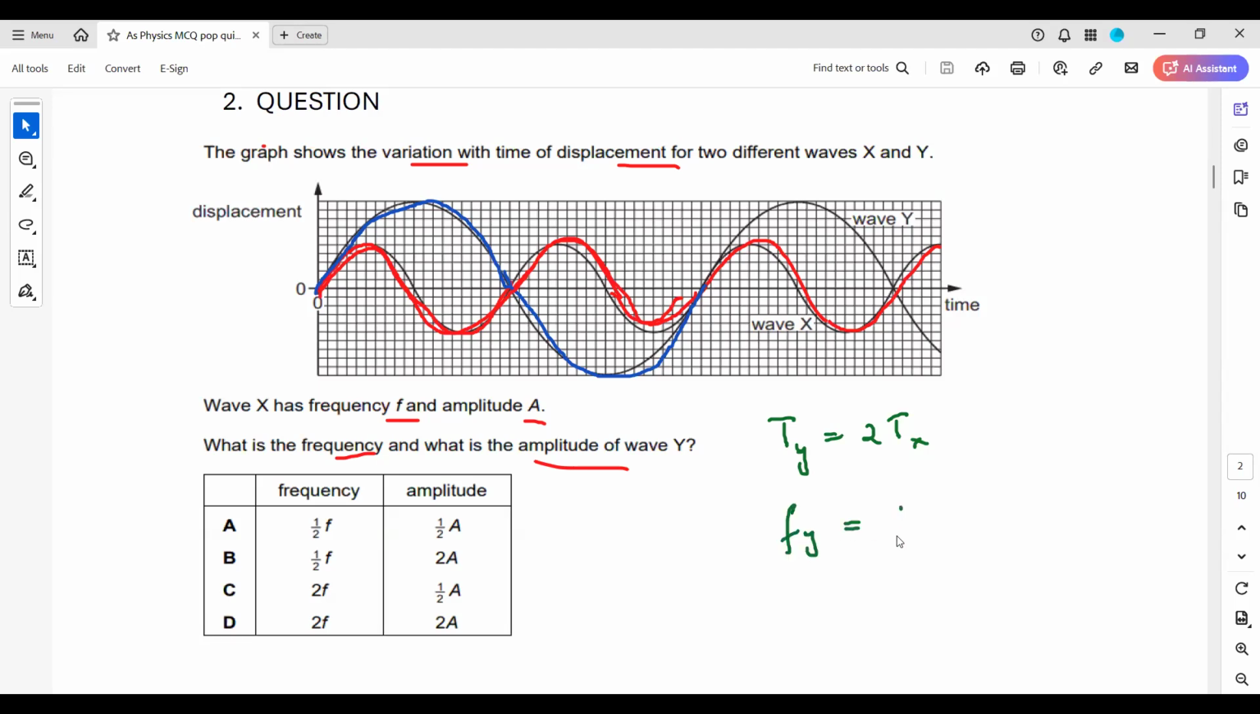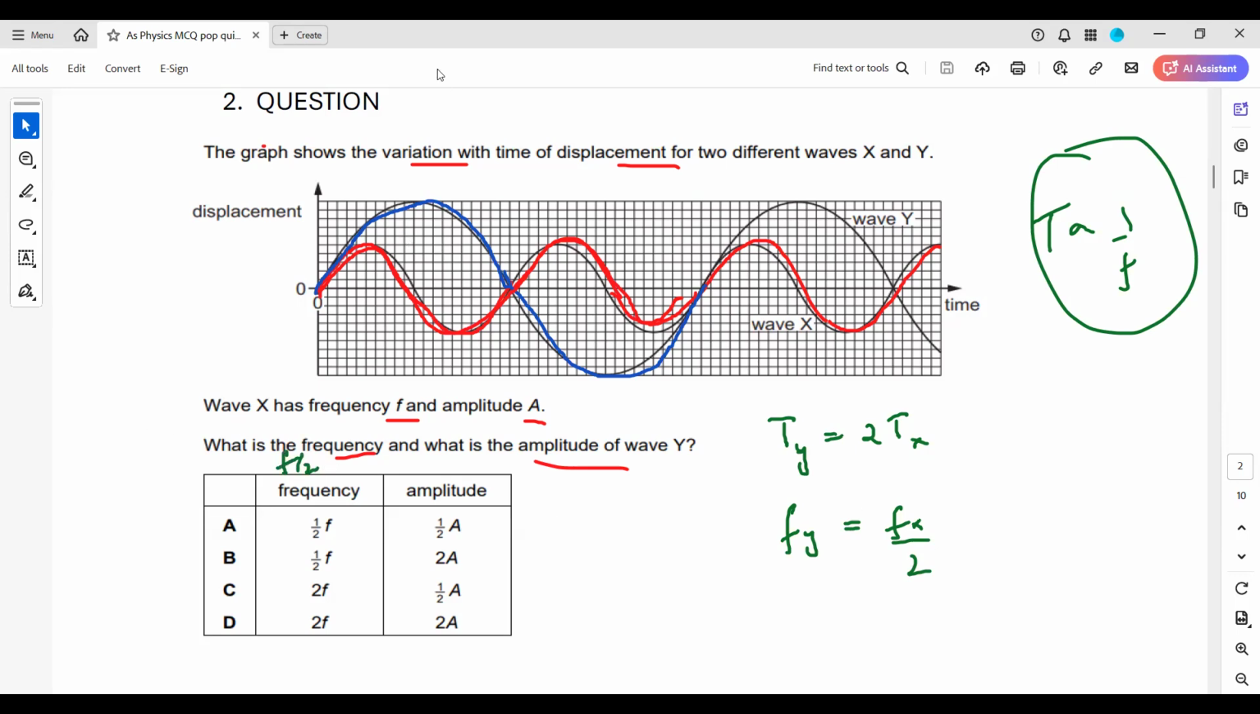So the frequency of y will be the frequency of x divided by 2, because the time period and the frequency are inversely proportional. So if the time period is double, the frequency will be half. So the frequency of y will be half of the frequency of x. It means it will be f by 2.